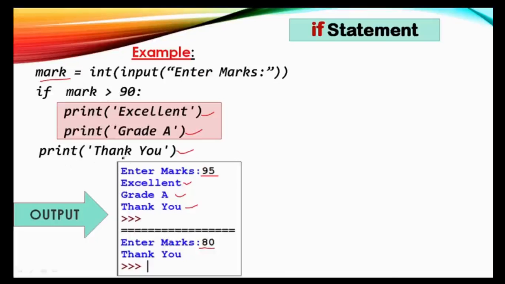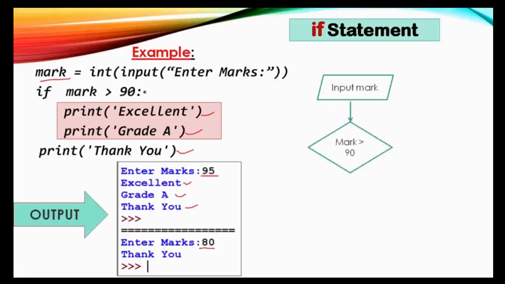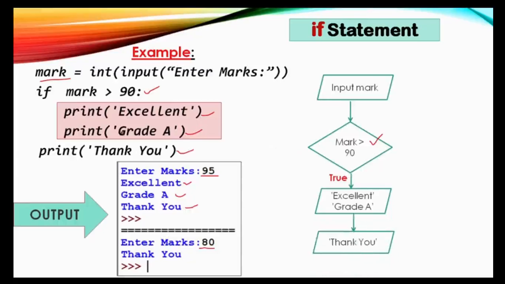I am explaining this with the help of a flowchart. First, we input the mark. After that, the condition mark greater than 90 is evaluated. If the condition is true, excellent and grade A will be displayed. These two statements are displayed if the condition is true. After that, a thank you message also will be displayed, and the program comes to an end.